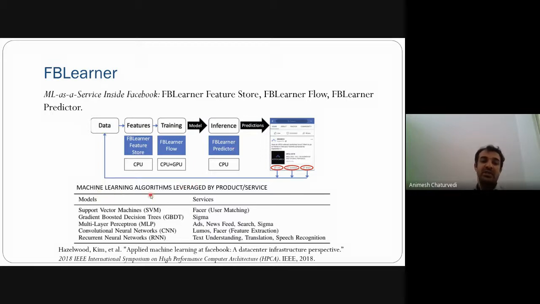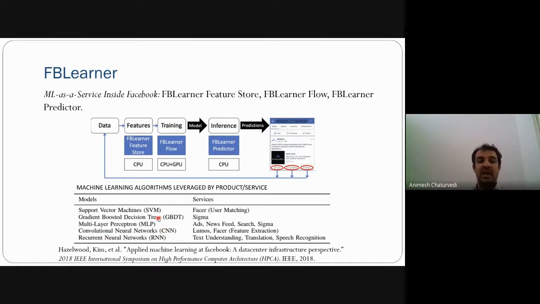Then what are the machine learning algorithms that are used by various products and services of Facebook? SVM (support vector machine), gradient boosted decision trees, multi-layer perceptron, convolutional neural network, and recurrent neural network.